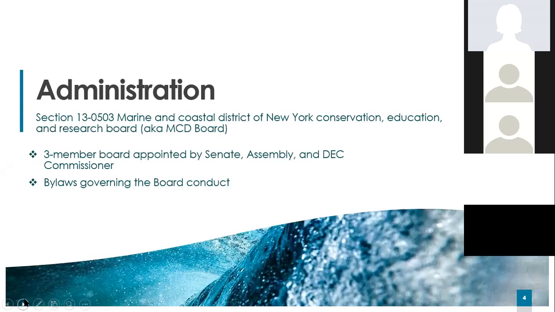It is a 3-member board. Each person is appointed respectively, one by New York State Senate, one by New York State Assembly, and the third position is appointed by the DEC Commissioner. This board has established and published bylaws which will govern the way they conduct themselves, the way they have meetings, frequency of meetings, and oversight of the small grant program, and so forth.